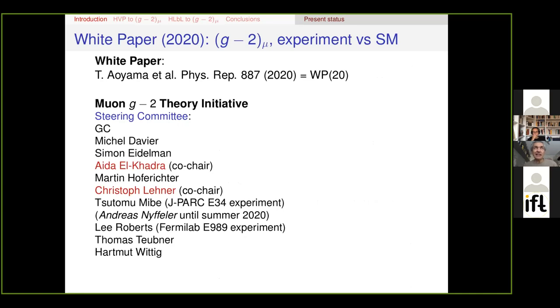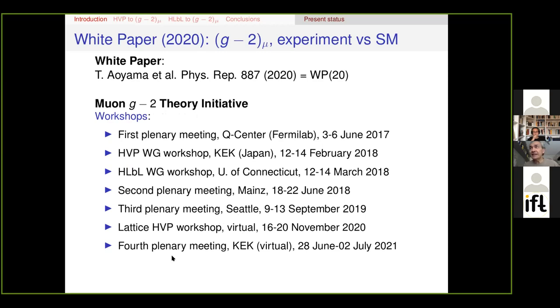Now let me tell you what this white paper is. Presumably most of you know, but this is the paper, published in Physics Reports. And this theory initiative involves many people; the number of authors in this paper exceeds 130. And this initiative was coordinated by this group of people here. The activities of this initiative started in 2017, so they went on for almost 4 years. And there were a number of workshops and a lot of work to condense and to find consensus on the final result.